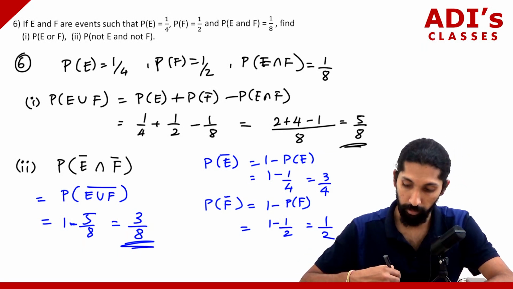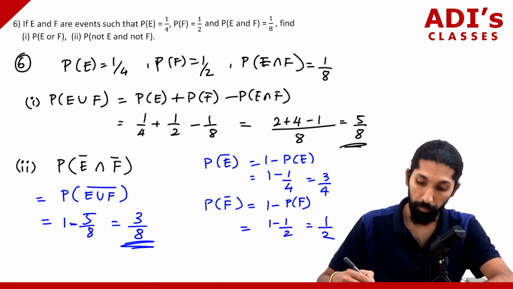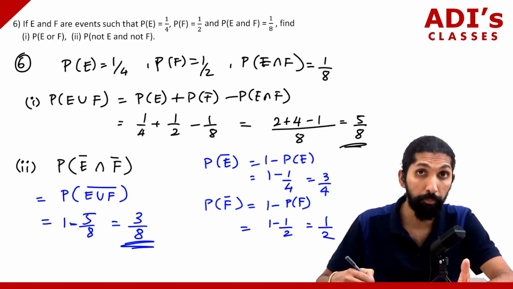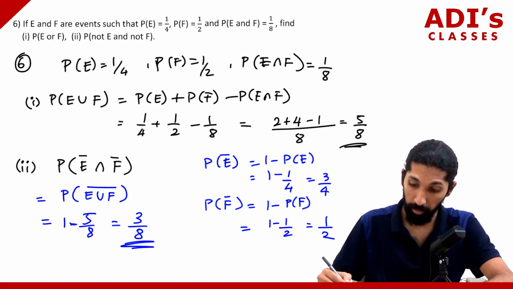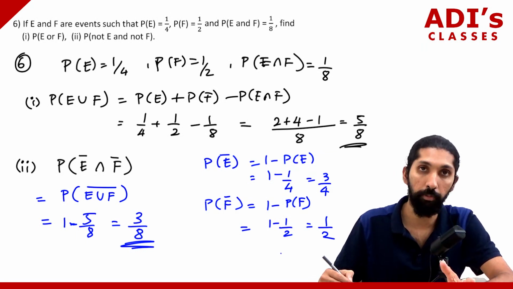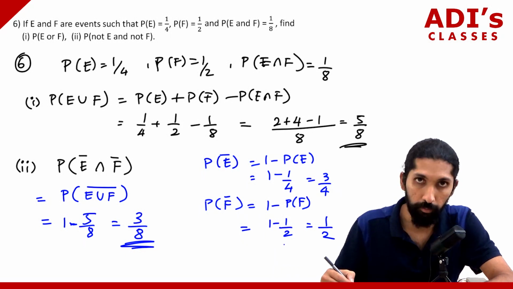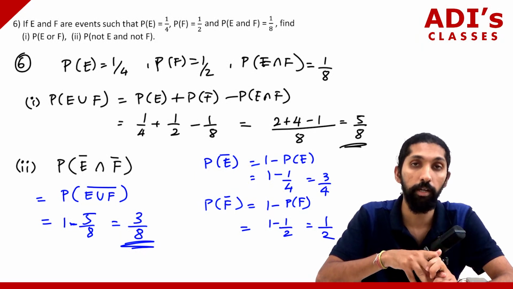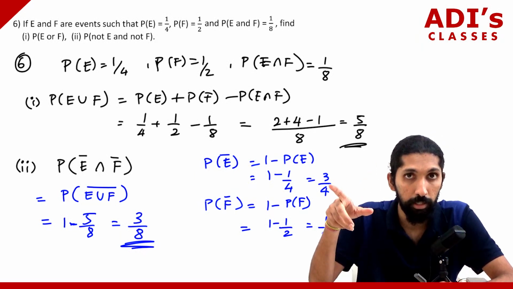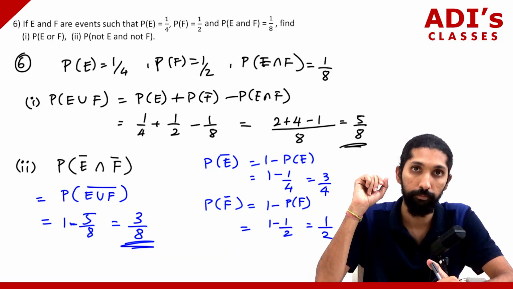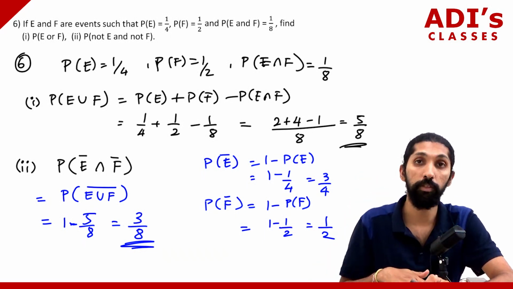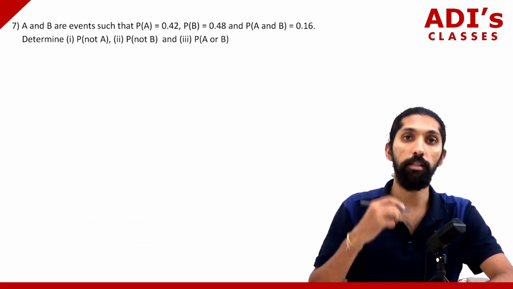Either you can use this one, or you can also use P(E complement) into P(F complement). That's 3 by 4 into 1 by 2, which is 3 by 8. I mean, both of them will work. I'm just giving you different options of solving. Either you can do normal multiplication, or you can use De Morgan's law. Fine. So this is the answer for the sixth one. Now let's go for the seventh one. See the seventh one.